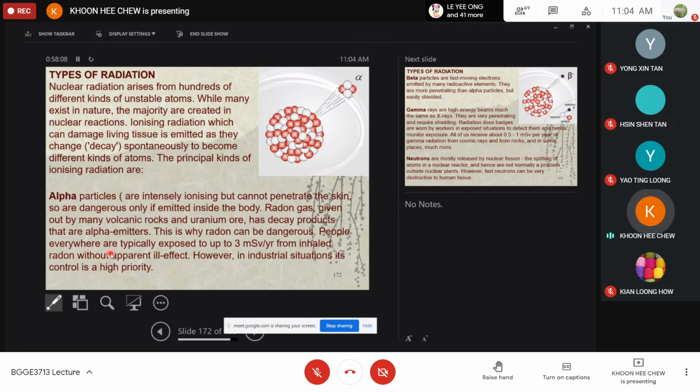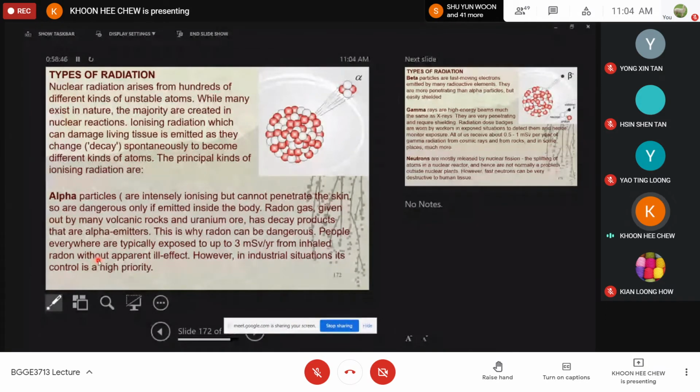People everywhere are typically exposed to up to 3 mSv per year from inhaled radon without apparent illness. However, in an industry situation, it is controlled as a high priority. If we are naturally exposed to alpha waves, 3 milli-sieverts per year, which is the measuring unit, they do not show any ill effect. But in industry, the material is treated as dangerous, so there is a high level of control. Control is the priority.